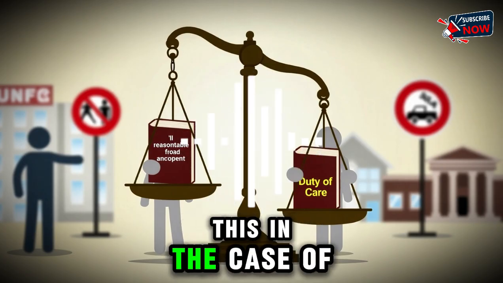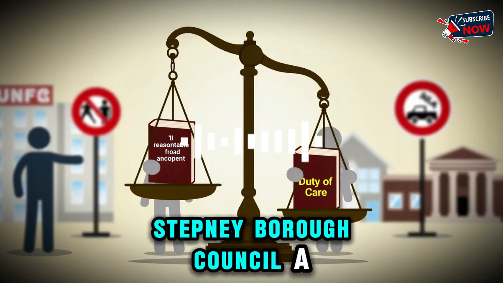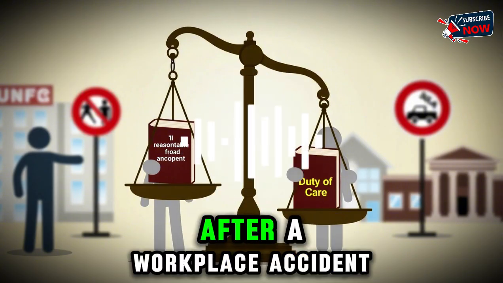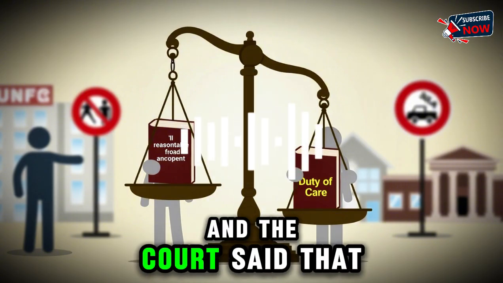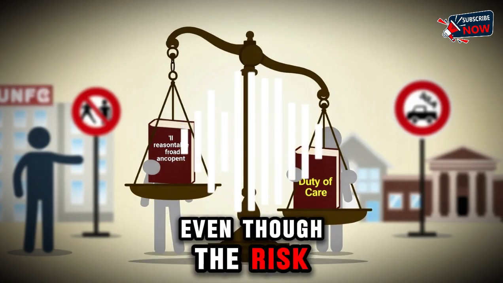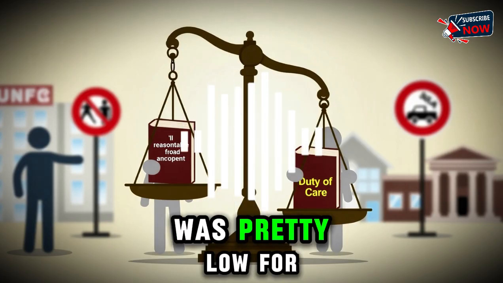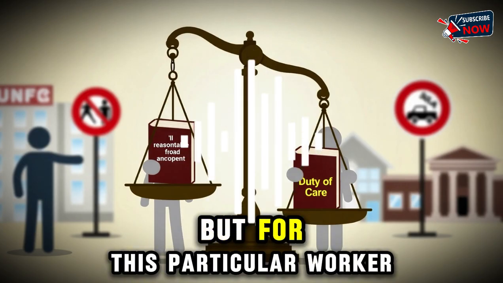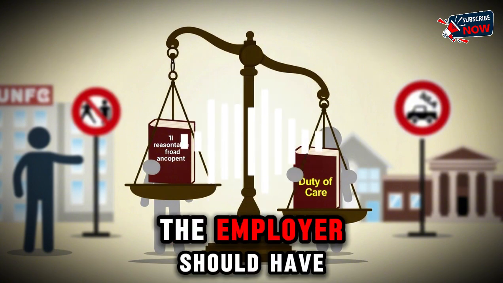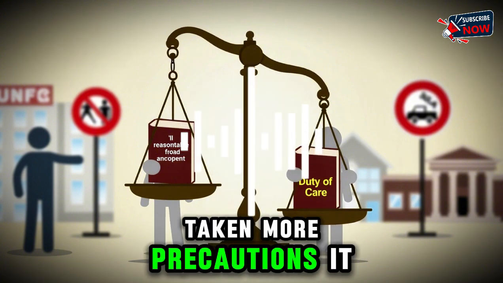Right. And we see this in the case of Paris v. Stepney Borough Council. A one-eyed garage worker lost sight in his remaining eye after a workplace accident. And the court said that the employer should have provided him with safety goggles, even though the risk of this specific injury was pretty low for most people. But for this particular worker, the potential harm was much greater. The employer should have taken that into account, taken more precautions.